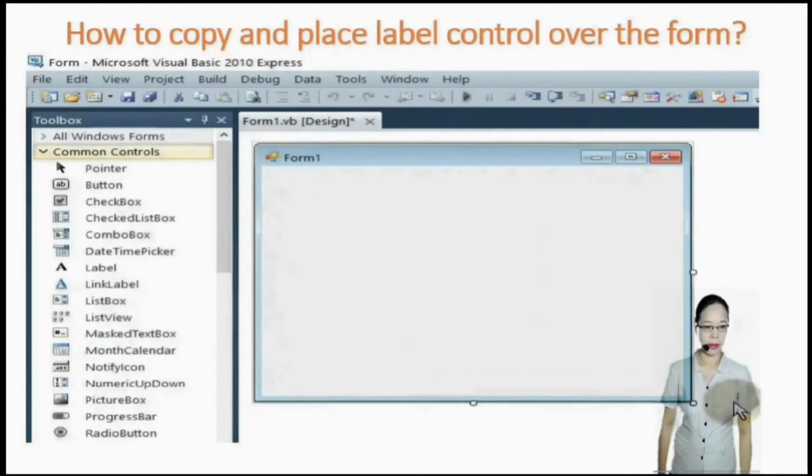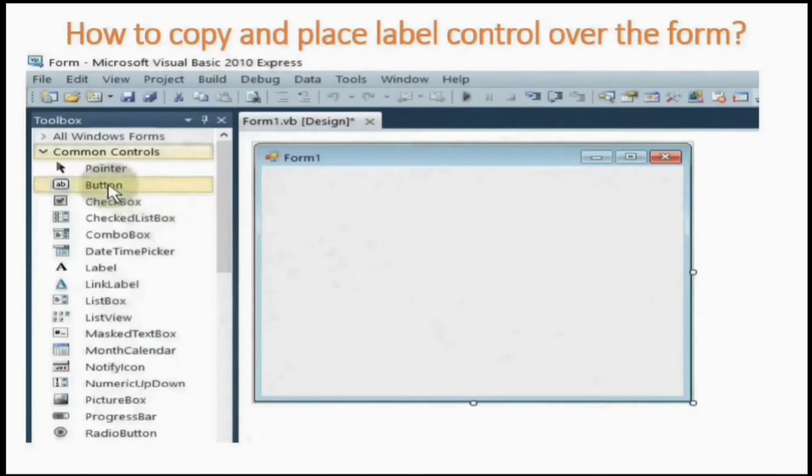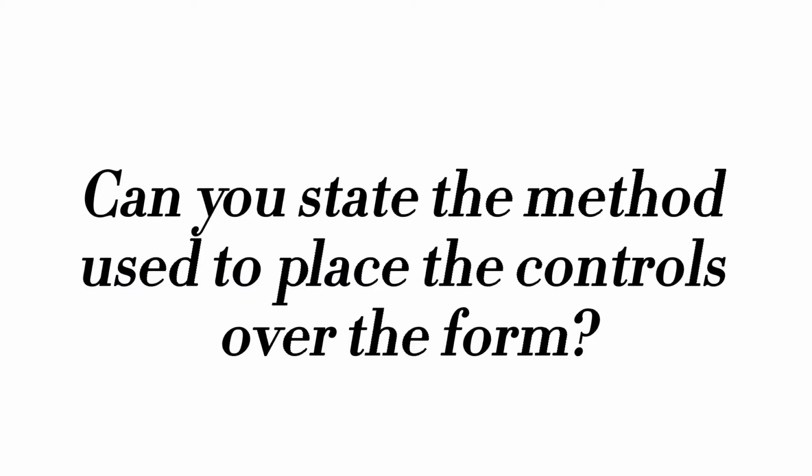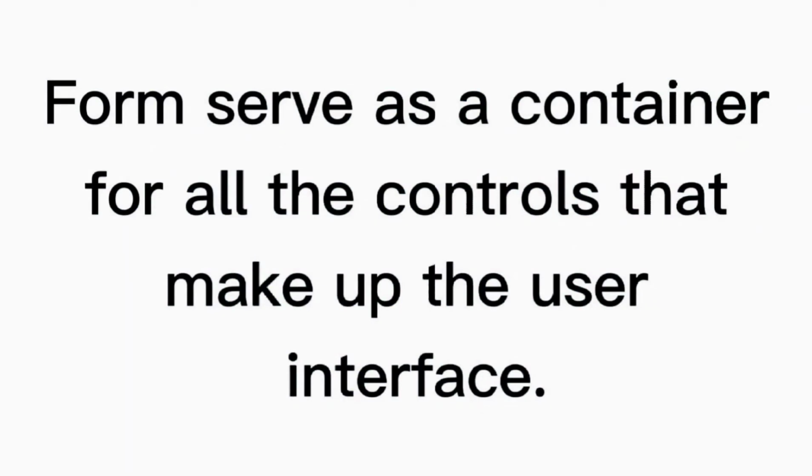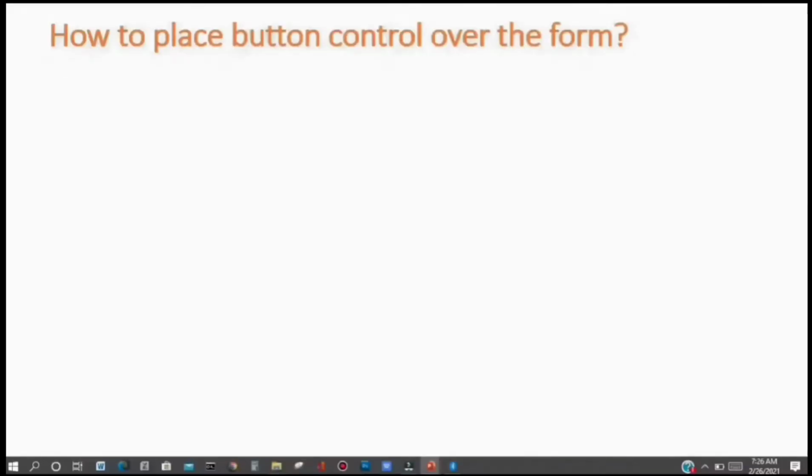Now that you know how to create a form, do you know how to place controls in this form? Let us study how to copy and place label controls in this form. Go to the toolbox, select Label Control, and drag it to the form. To copy the control, position your mouse on the label control, right-click, then copy, then paste it to your desired location. Can you state the method used to place the controls over the form? We use the drag and drop method to place the controls over the form. Form serves as a container for all the controls that make up the user interface. Have you learned how to place controls over the form? If you say yes, it's time to go to the next user interface.